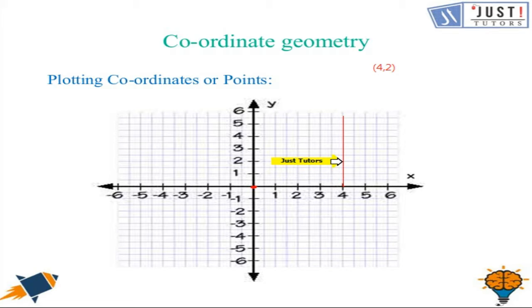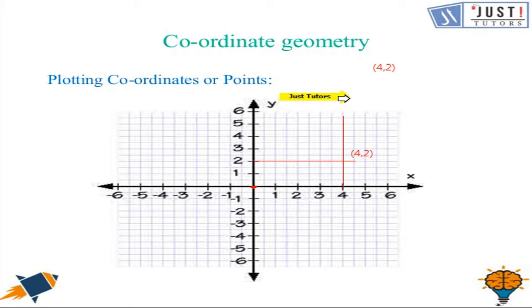Or we can also, again starting from the origin, go 2 units up, 1, 2, and then make a perpendicular line from y, which is parallel to the x-axis, like this. Where these two lines intersect each other is the required point where the given coordinate (4, 2) will be plotted. So I'm going to write it here like this, (4, 2). This is how we plot any point on the Cartesian plane whose coordinates are given.